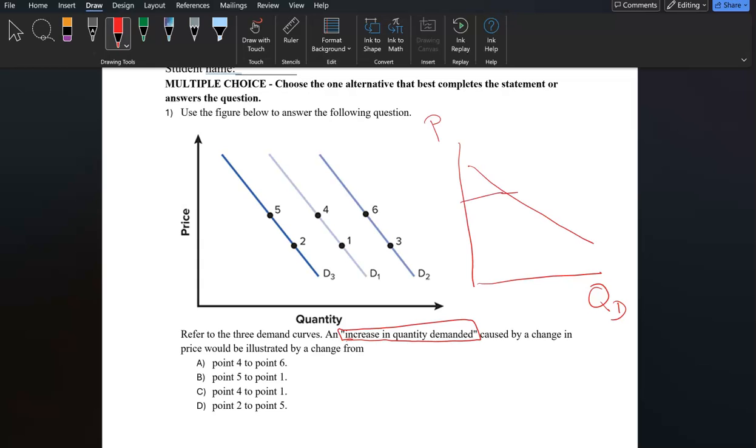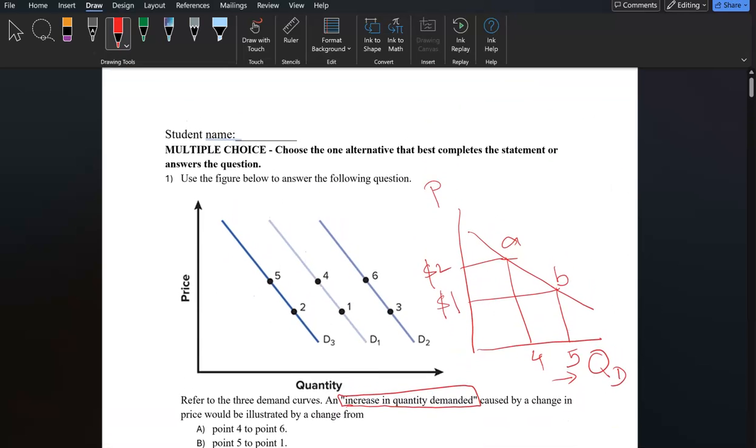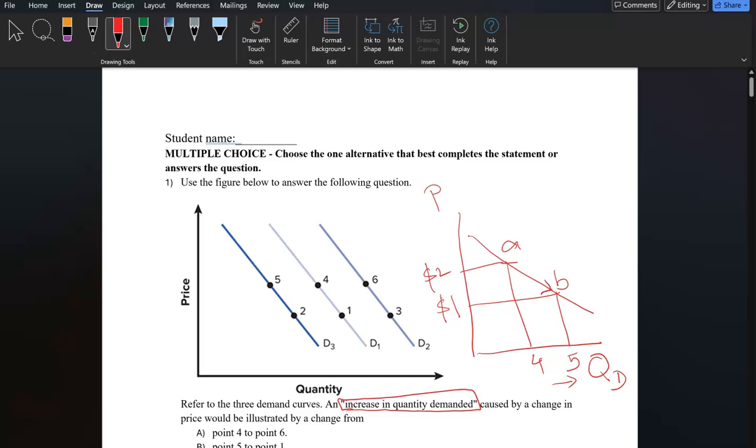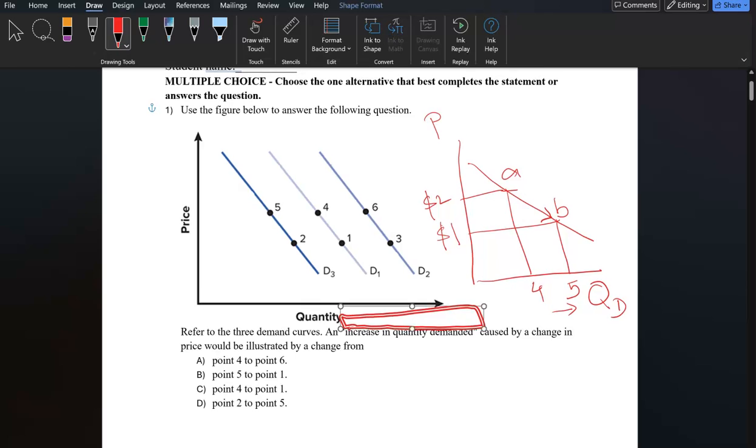If the price goes down, let's say from $2 when quantity was 4 units, this point A, to a dollar, this is the increase in quantity demanded from 4 to 5 units. So basically, we would have a movement down the demand curve from point A to point B. Now, look at my options here. The first one, point 4 to point 6, this is not an increase in quantity demanded.